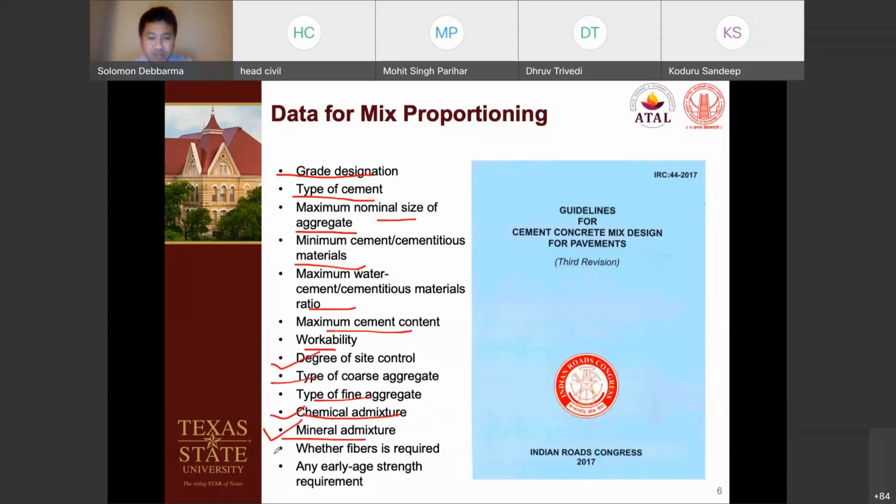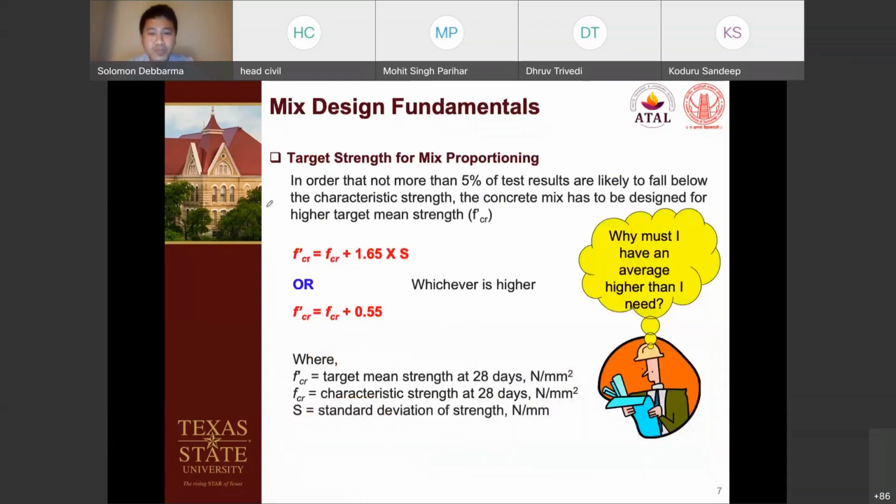And then whether the fibers are required, whether the mix design, whether the project specifies fibers, manufactured fibers or recycled fibers, is it steel fibers, right? So this data is required. This data should be known before designing the mix, right? So before we go for the mix design, there are some mix design fundamentals that we need to understand.